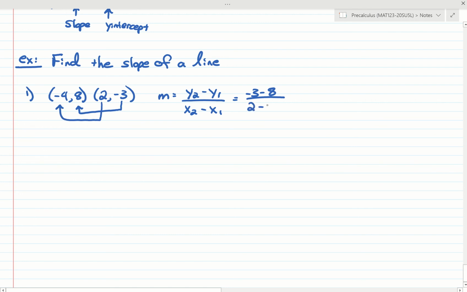2 minus -4. Make sure you have the negative there, right? It's minus a negative. So this would just be -11 over 6. And that's the answer. That's the slope. The line would be going down from left to right.